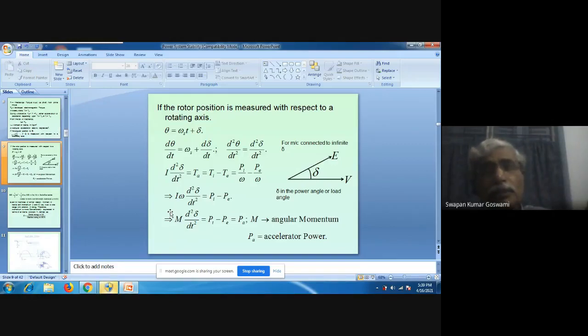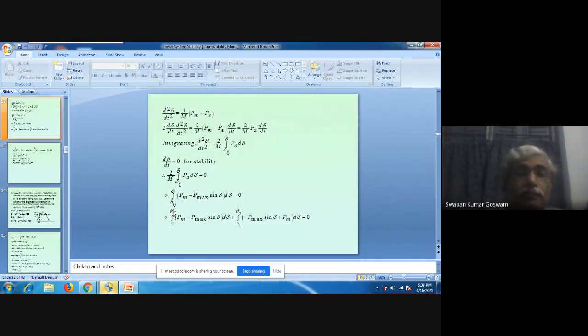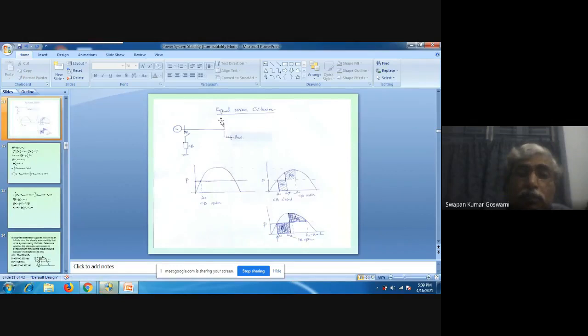So this will be our assumption, and under this assumption, we shall be proceeding to develop the equal area criterion. Okay. So for that, now consider a simple system. We shall be developing the equal area criterion.